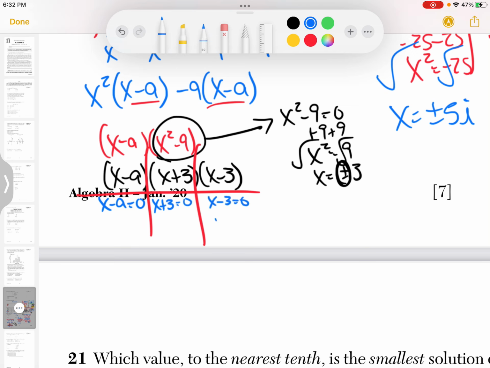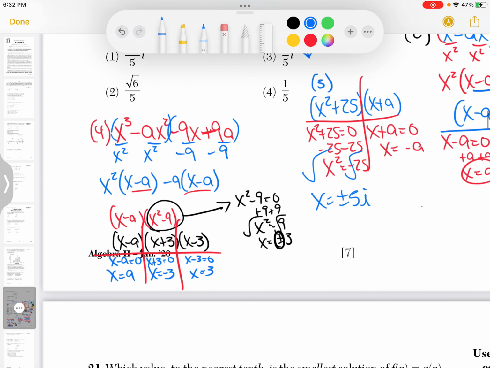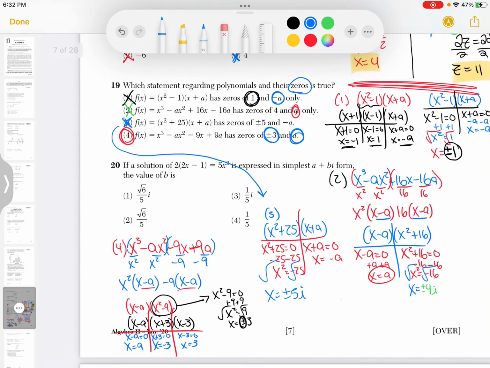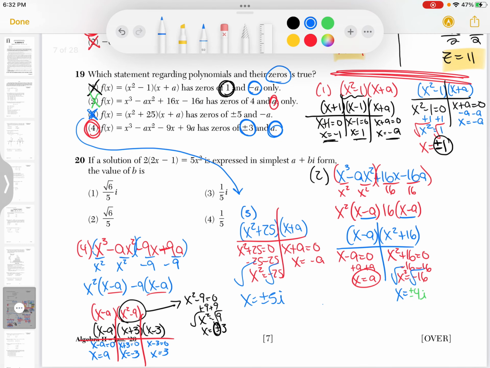So I set them all equal to 0. Here I get positive 3, here I get negative 3, and here I get positive a. So plus or minus 3, which is this right here, and a. So we checked that that one was right. We're good to go. It is choice 4.